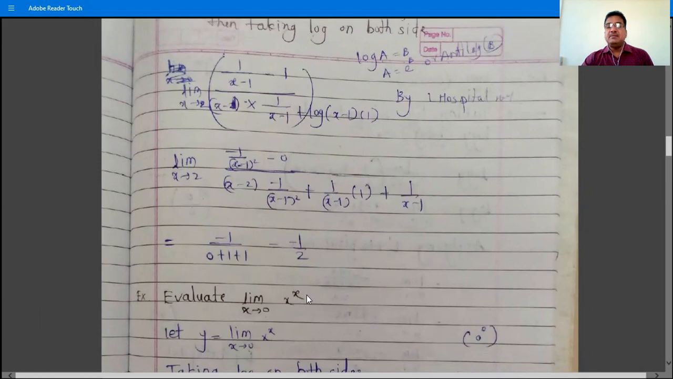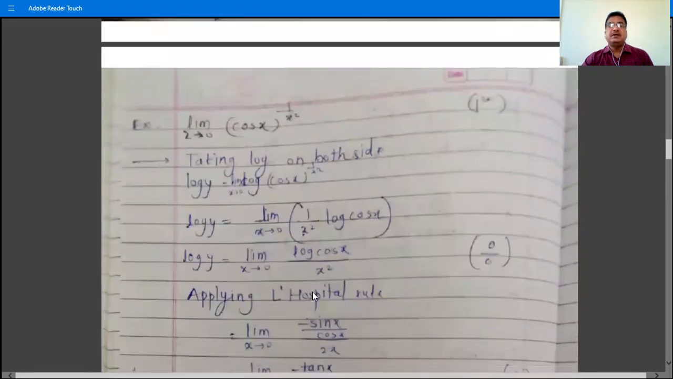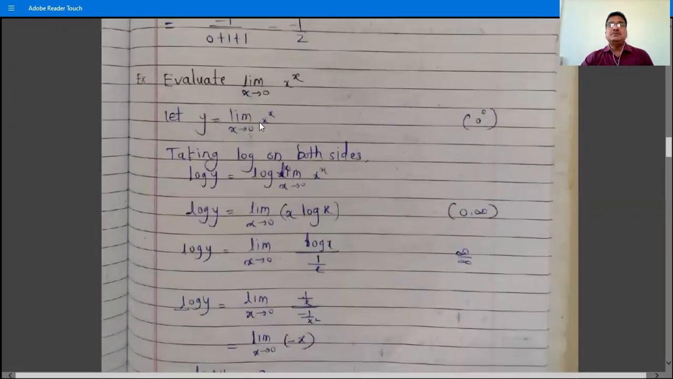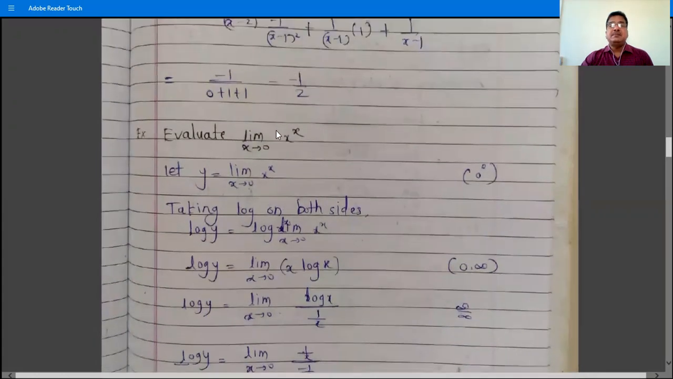That is, the base and power both are functions of x. For example, in the next problem, cos x is the base and it is raised to 1 by x squared. So if we substitute the limit x as 0, then we have 0 raised to 0, and 0 raised to 0 is an indeterminate form. So such types of examples are solvable by using L'Hospital rule.